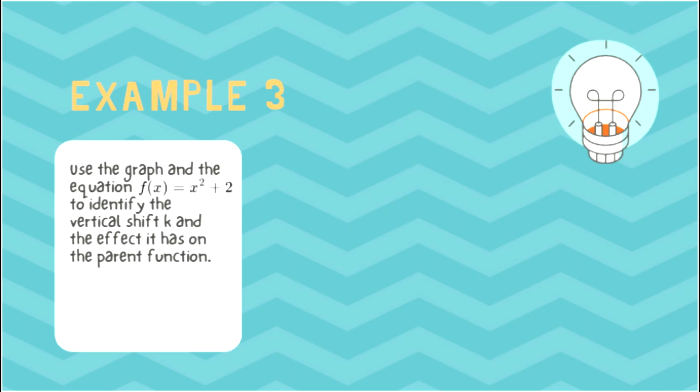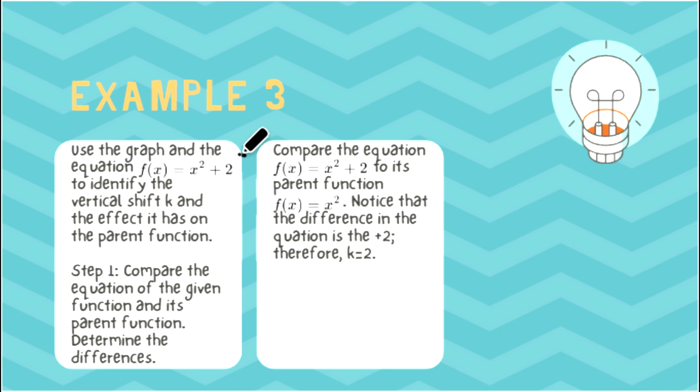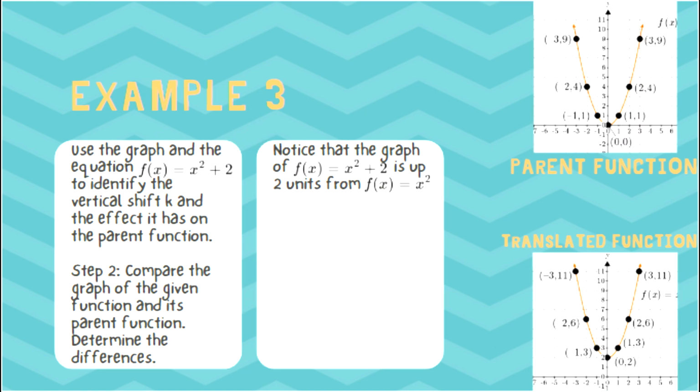Example number 3, use the graph and the equation f of x is equal to x squared plus 2 to identify the vertical shift k and the effect it has on the parent function. The parent function stops before your k. So this is the parent function. This is k. So the value of k is 2, positive 2. Okay. These are what the graphs look like.